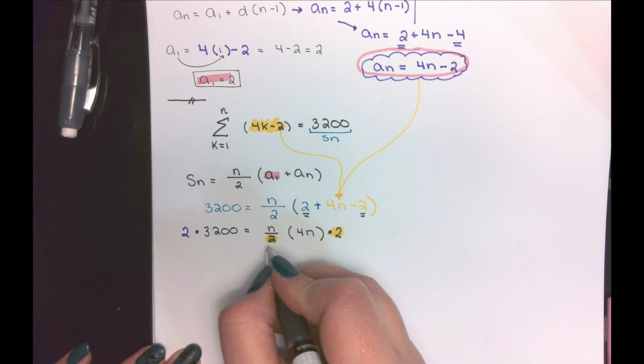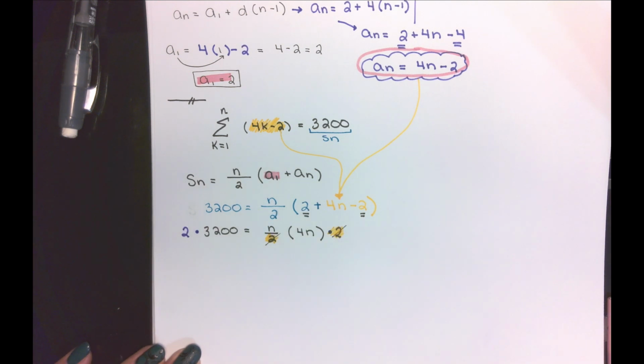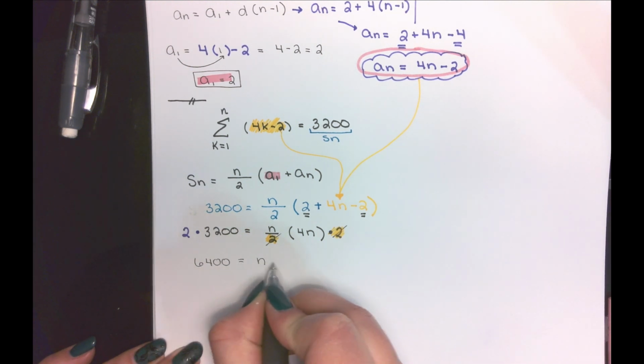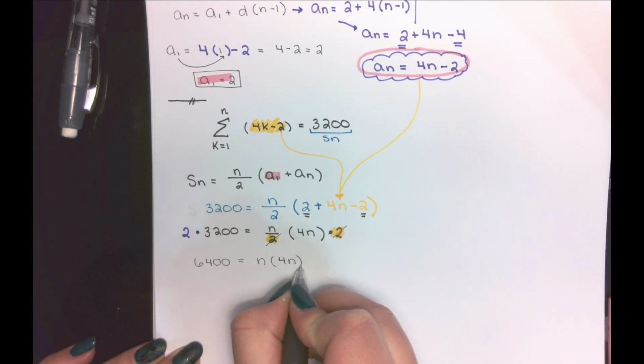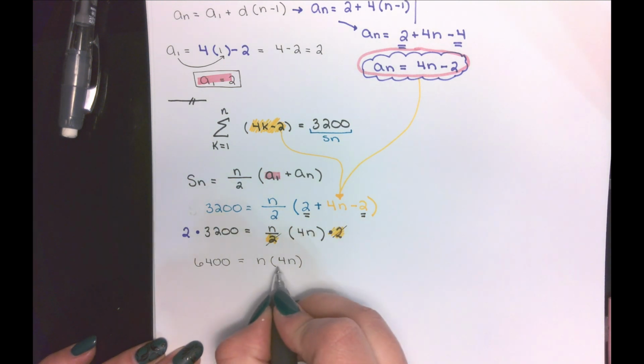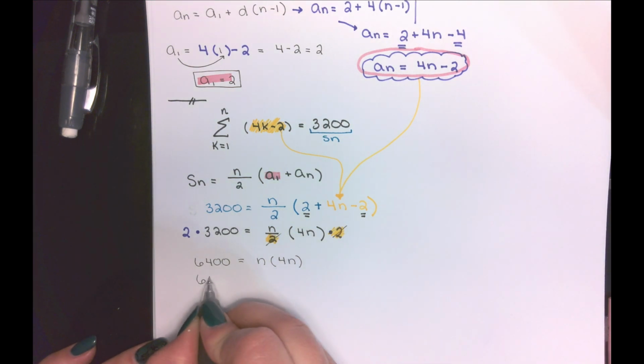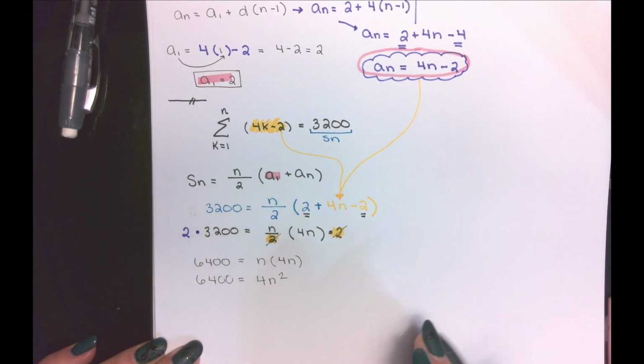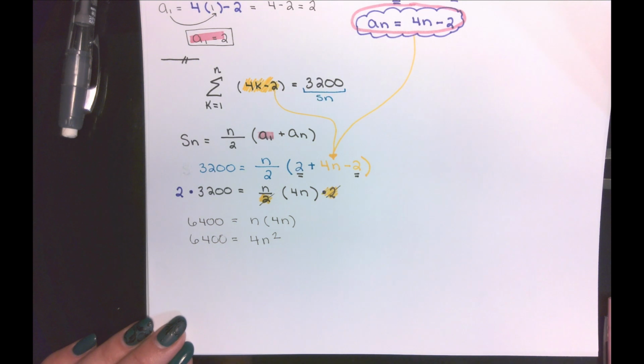Divided by 2 times by 2, these 2's undo each other. So what you're left with is 2 times, what is that? 3,200 times 2 is 6,400. 6,400 is equal to n times 4n. The 2's go away. Multiply, this is not a binomial, this is a monomial. N times n is n squared. And now you're going to have to solve by factoring or by taking the square root.